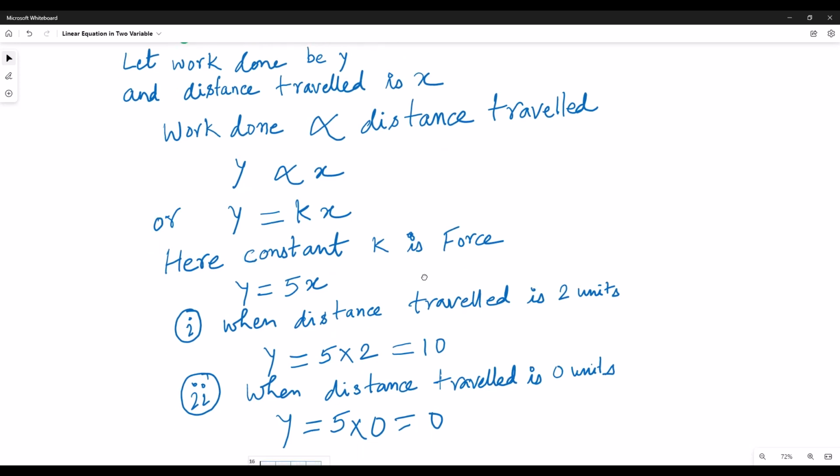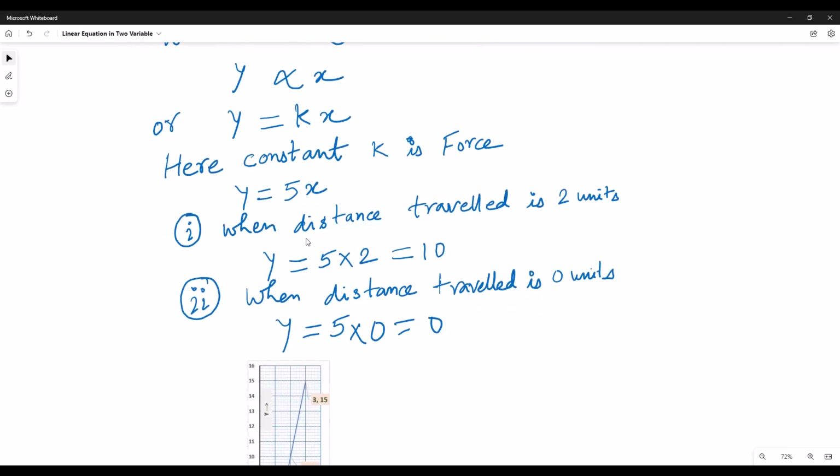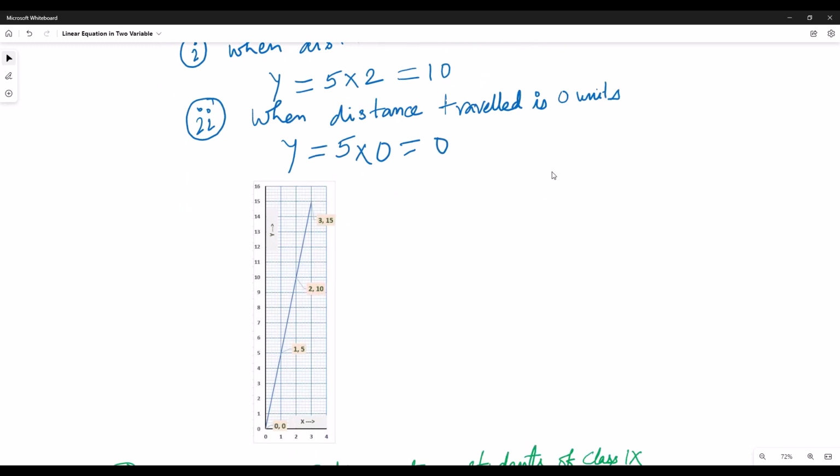So the force is 5 units, and we can write y equals 5x. When the distance traveled is 2 units, the work done is 5 multiplied by 2. When the distance traveled is 0 units, no work has been done: 5 multiplied by 0. So this is the graph. For different values of x, you get different values of y. For different distances traveled, you get the work done by the force of 5 units: 1, 5; 2, 10; 3, 15, because y equals 5x. So when x is 3, y is 15.